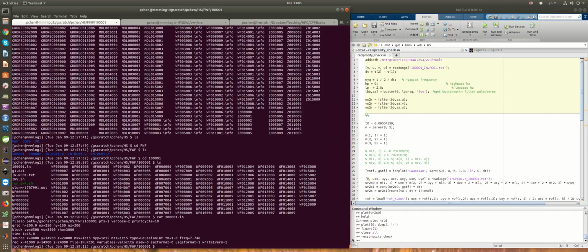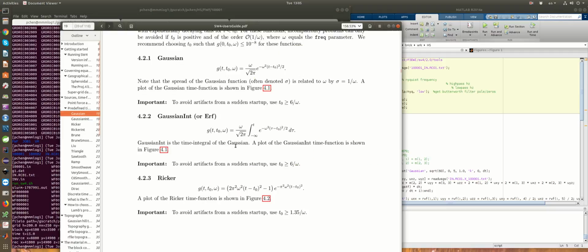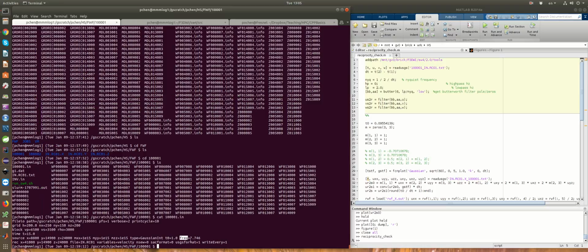So freq here is equivalent to omega in that equation. That's the omega here, right? So that's the square root of 60. So that's going to be my source specification, the location and the time function. It's a point force, right? It's a point source, and then with an explosive moment, isotropic moment.